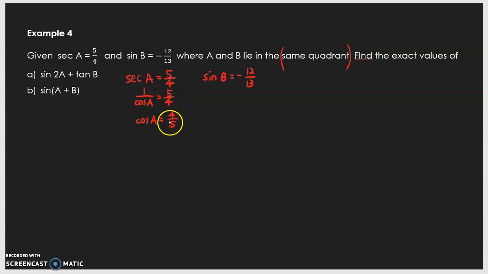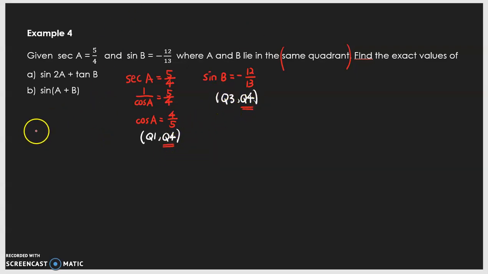For cos to become positive, it can be in quadrant 1 or quadrant number 4. For sine to become negative, it can be in quadrant 3 and quadrant number 4. So you can see here where A and B lie in the same quadrant. So if they lie in the same quadrant, it means that A will be in quadrant number 4, B also in quadrant number 4.